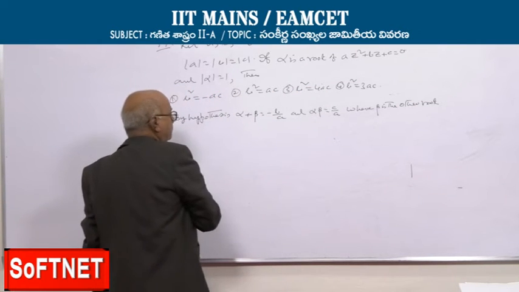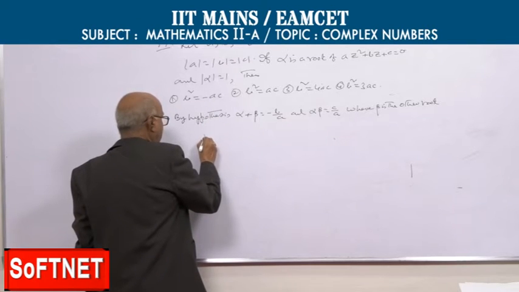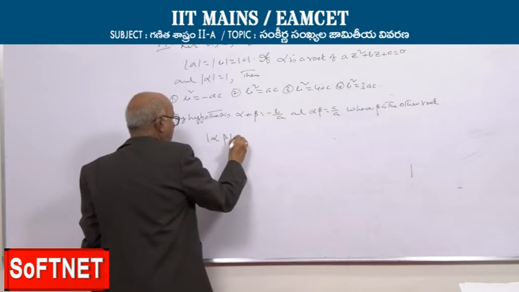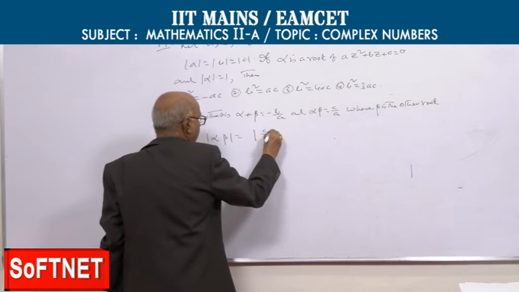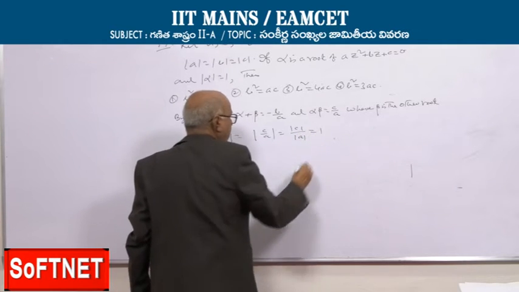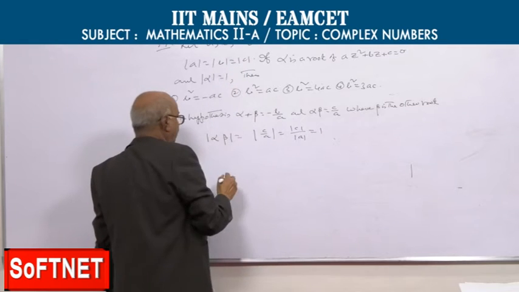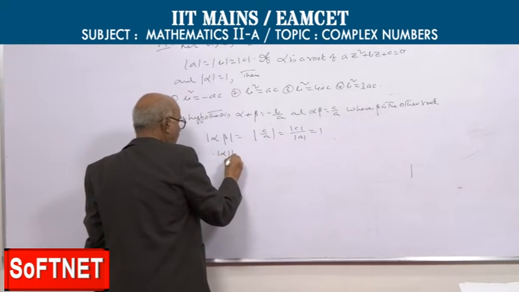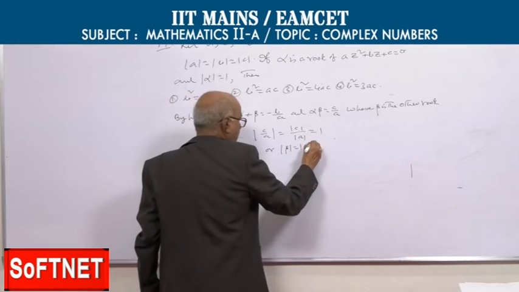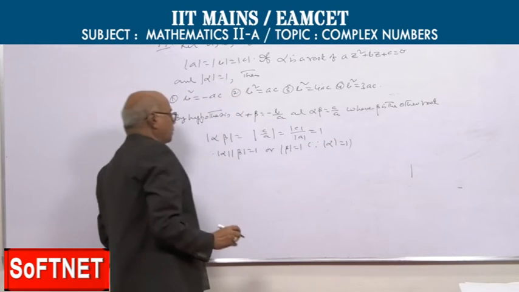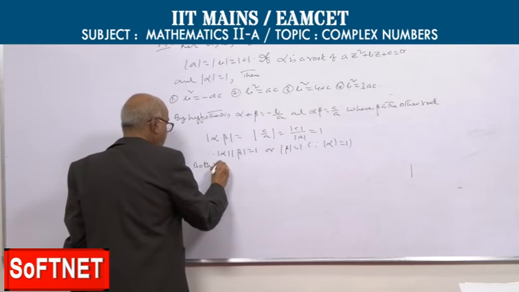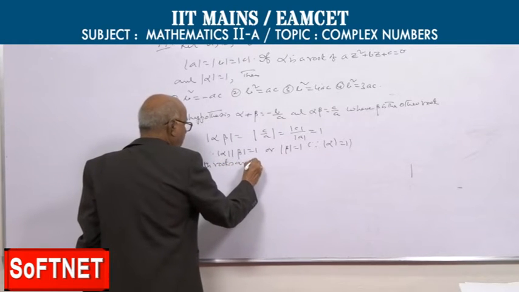So now you can take that mod beta is equal to mod alpha beta is equal to modulus of C by A, which is mod C by mod A, and this is 1 because mod C is equal to mod A. So therefore mod alpha into mod beta is equal to 1, or mod beta is equal to 1, since mod alpha is equal to 1. So therefore both roots are of unit modulus.